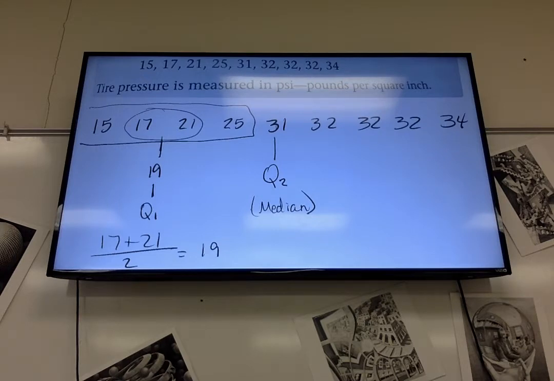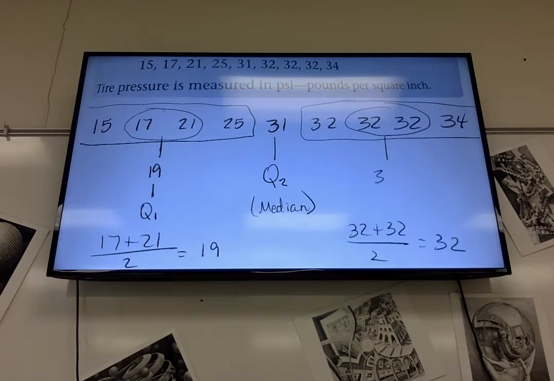And then for the last quartile, you look to the right of the median, which is Q2. There are 4 numbers, so we have 2 in the middle, which happen to be the exact same number. So when you add 32 and 32 and divide by 2, you still get 32. So that is Q3, that's your 3rd quartile. So these 3 numbers are your 3 quartiles.